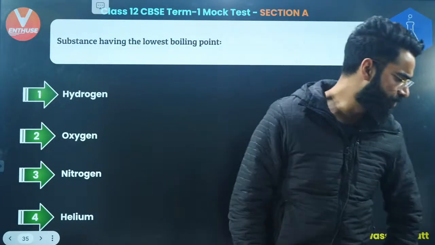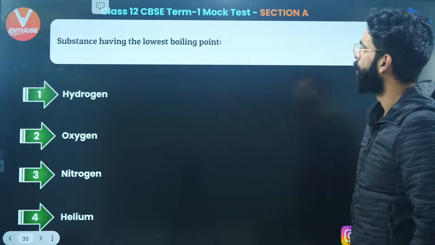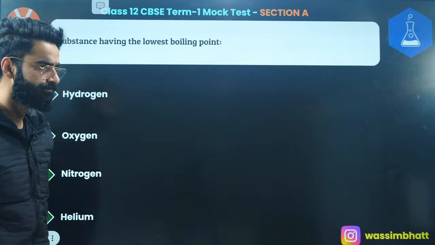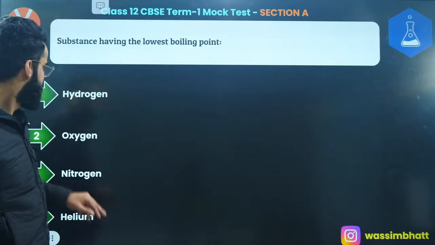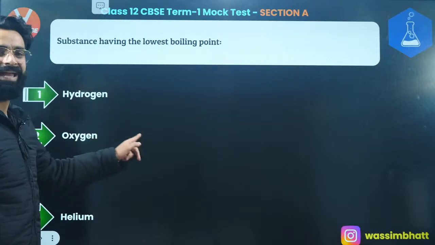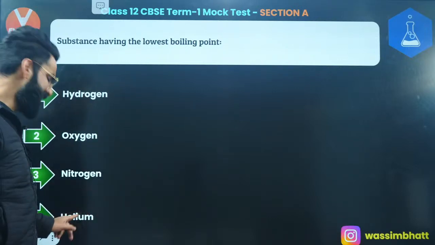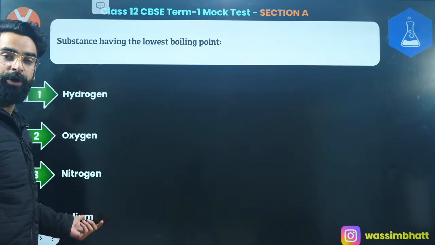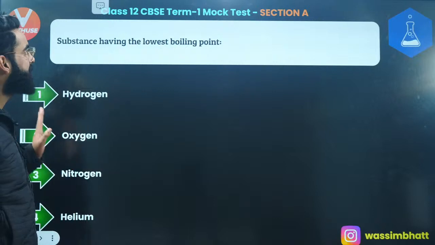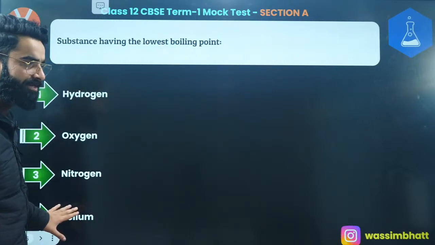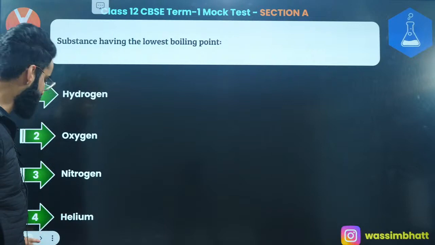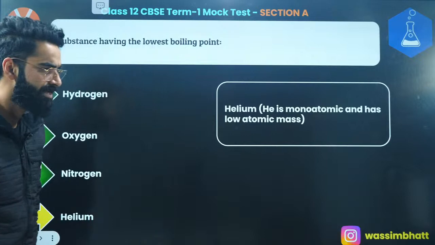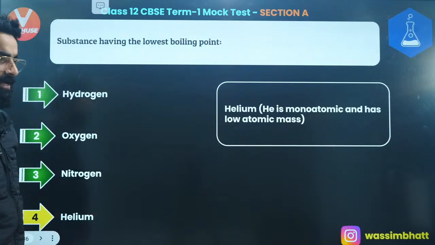Okay, substance having the lowest boiling point. I'm giving you 4 options. You are going to let me know which substance among these 4 will have the lowest boiling point. What do you guys think about this one? See, hydrogen, diatomic. Oxygen, diatomic. Nitrogen, diatomic. Helium, monoatomic. Right? Helium being monoatomic and having less molar mass will have the least boiling point among all. So option 4, helium, is the correct answer of this question. Helium is monoatomic and has low atomic mass, or you can say low molar mass among all.